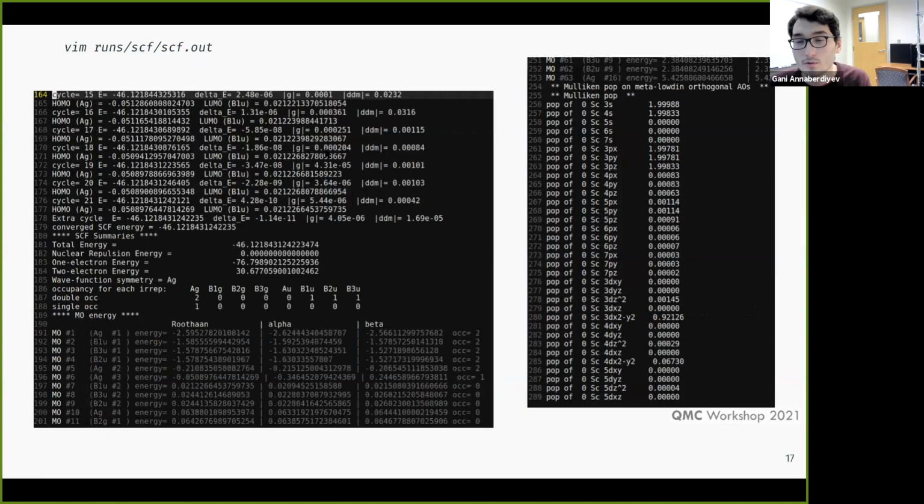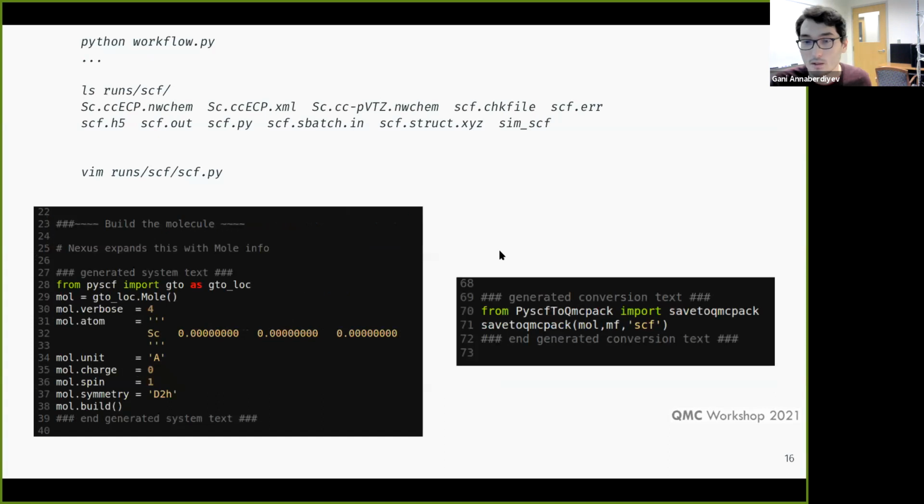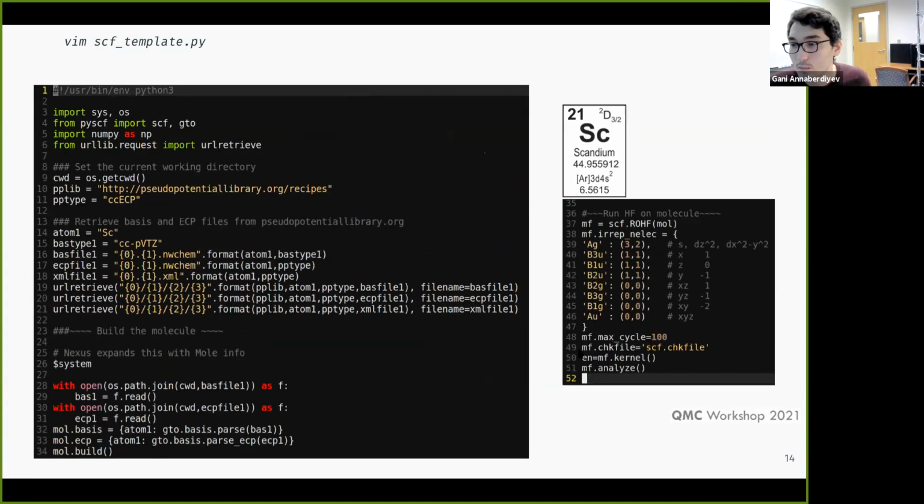Okay, so then if you look at the scf.out, you're going to see that it converges in roughly 20 iterations or so, and you're going to see analysis of the SCF. It's going to print out the eigenvalues, and also it's going to print out the population. So you're going to see the 3s and 4s are roughly 2 electrons there, 2 electrons per p orbital, and the 3d x squared minus y squared has 1 electron. So it seems we have converged to the correct state. By the way, this analysis is done using this mf.analyze. This is what prints the eigenvalues.